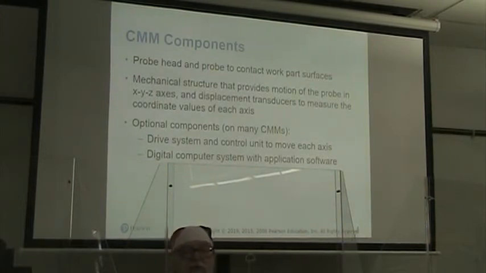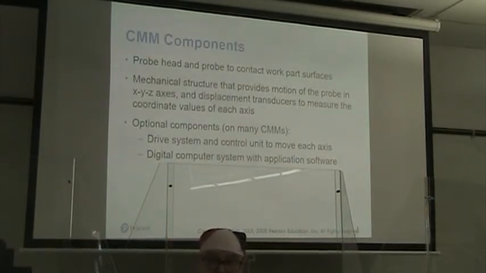Some optional components that we may have on many coordinate measuring machines. We may have a drive system and a control unit to move each different axis. We may have a digital computer system that has application software to guide the coordinate measuring machine.